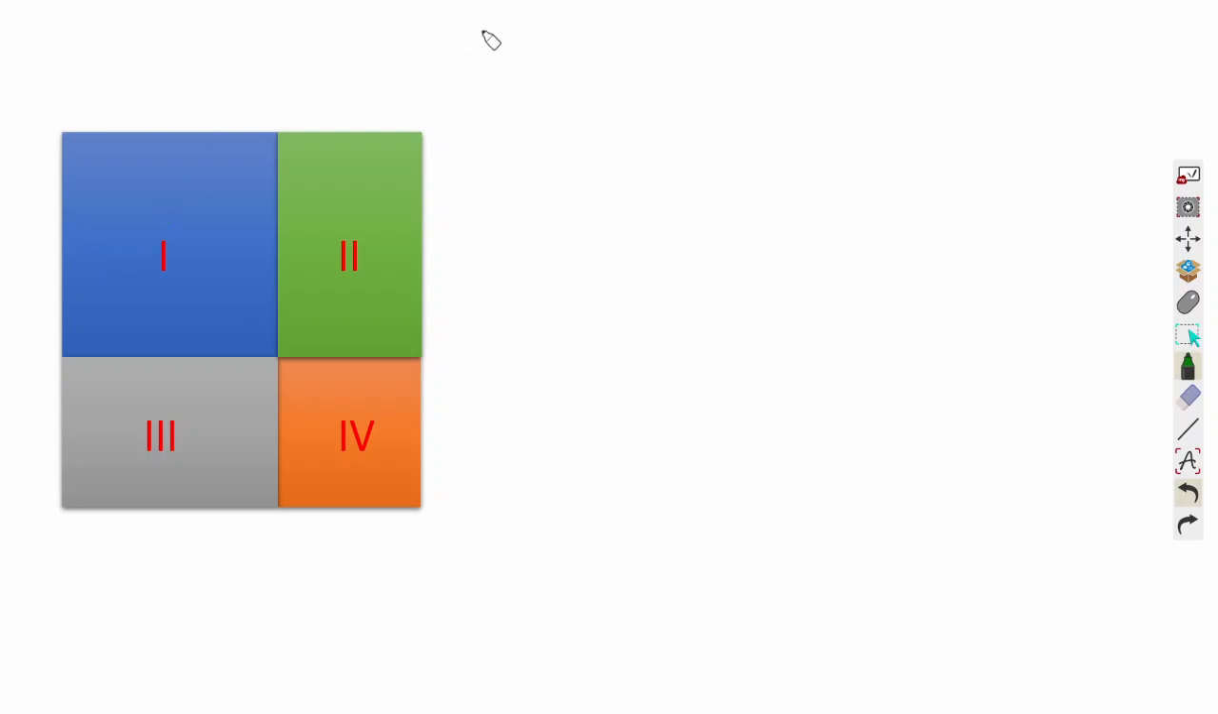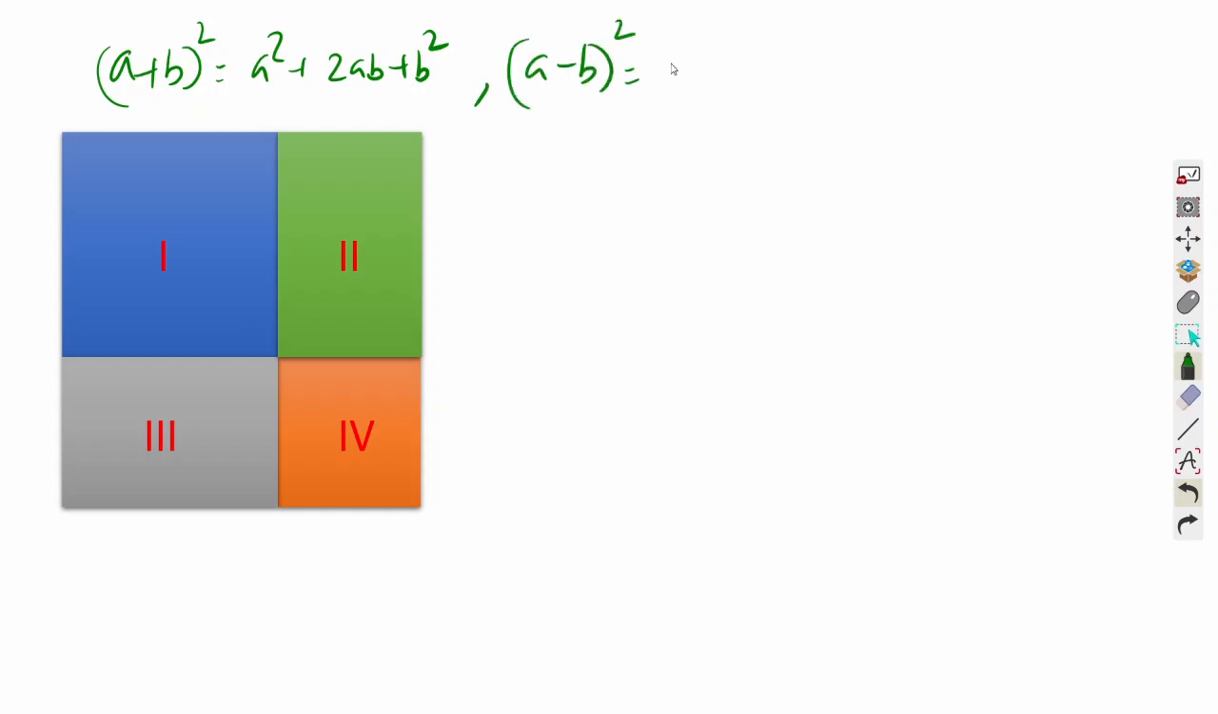Two expansions we got. First one was a plus b whole square is equal to a square plus 2ab plus b square. And now a minus b whole square is equal to a square minus 2ab plus b square. Let us think about a certain practical situation in which this will be applicable. So, application of it. If values of a and b are given, simply substituting and getting the answer is a very simple thing.